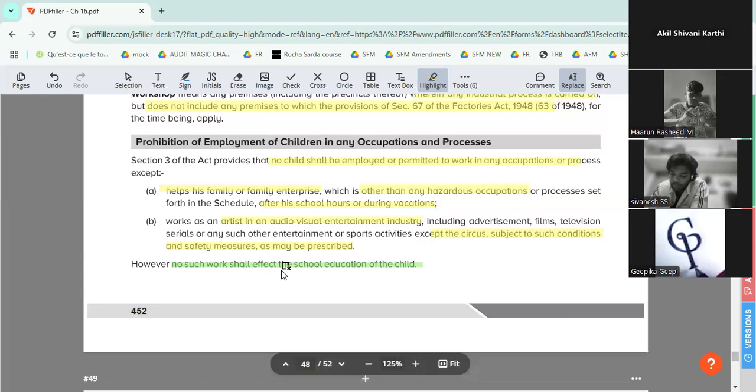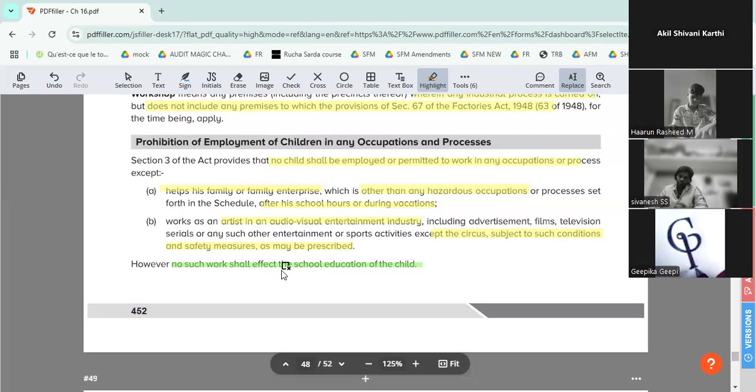Next thing, a child is allowed to work as an artist in an audio-visual entertainment industry, including ads, film, television, serials, or any such other entertainment or sports activities, except the circus. And if they are employing children to act, then they have to put themselves into certain rules and regulations. That is, they'll have to follow some terms and conditions while they are making a child act. Okay, a child can be a child actor. He can act in ads, films, television, serials, or any such other entertainments, and he can also be involved in any sports activities. But he cannot be involved in circus, provided in all these places conditions and safety measures as may be prescribed are undertaken.